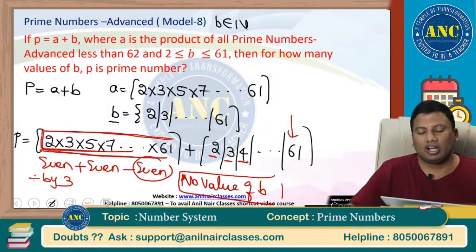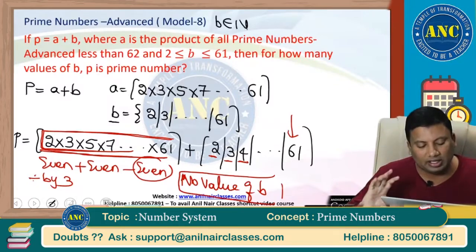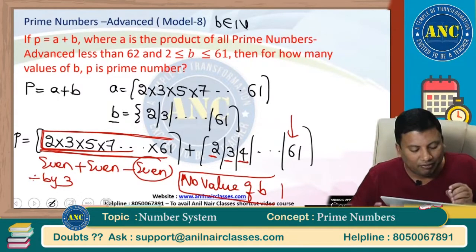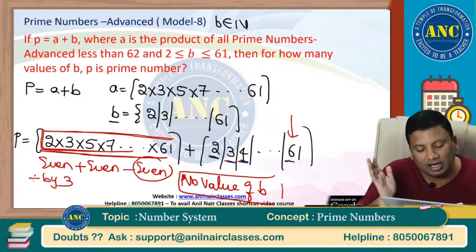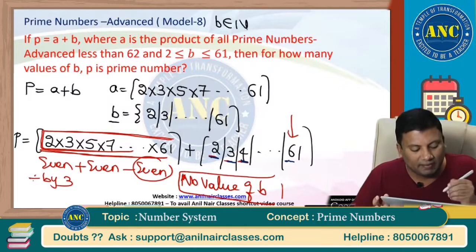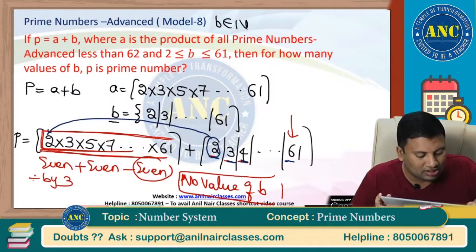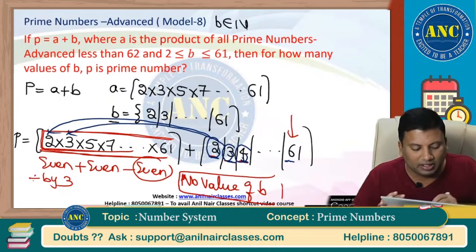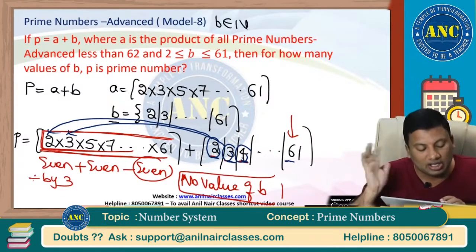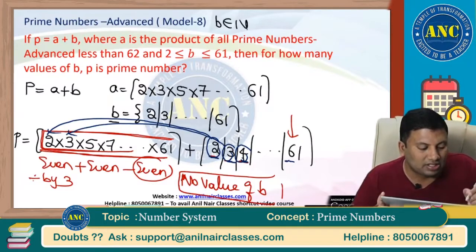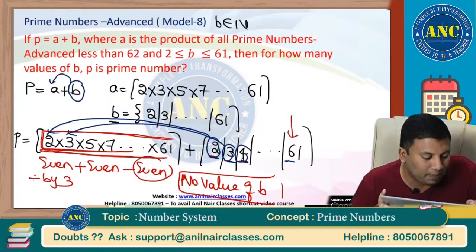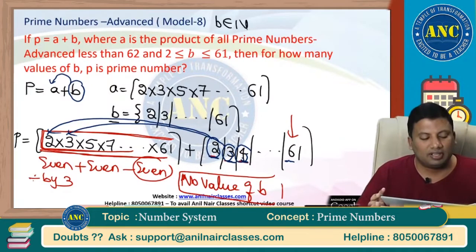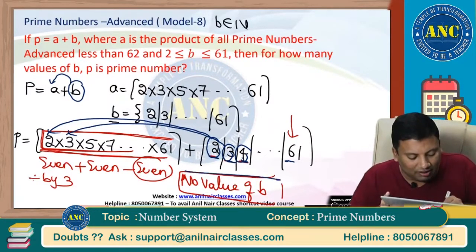Very, very logical question, application oriented, not formula oriented. If you observe, for every value that B takes, the factor of that value is present in A. For 2, it is present. For 3, it is present. For 4, factor 2 is present. For 5, it is present. For 6, factors 2 and 3 are present. Every value B takes has its factors as a part of A, so no value of B exists.